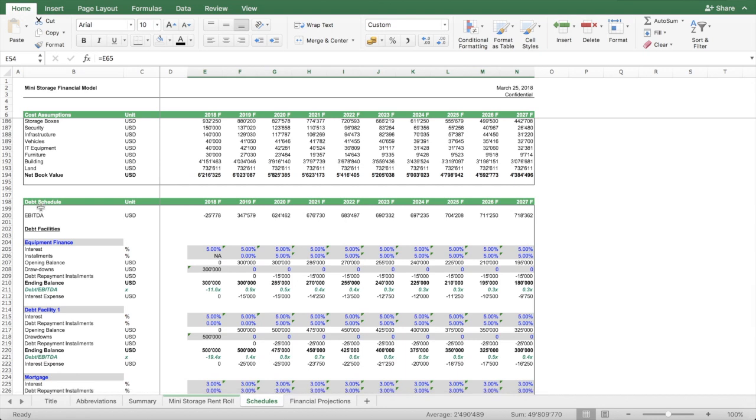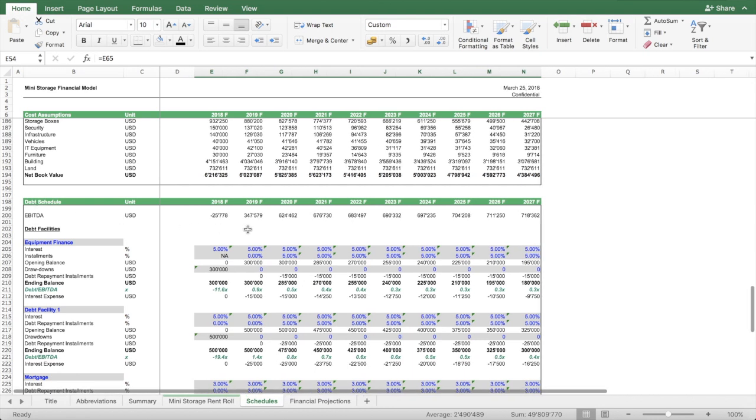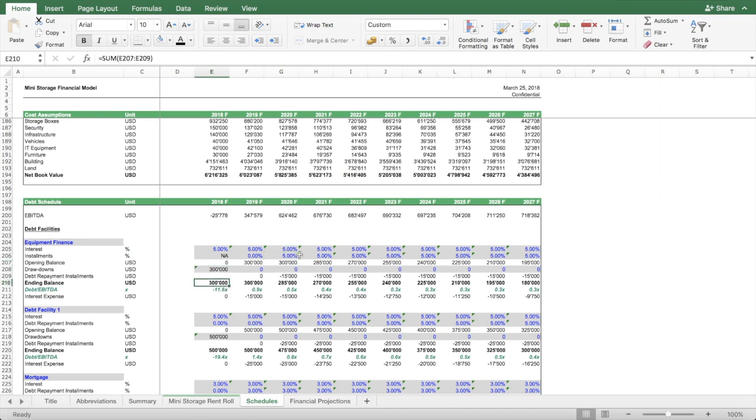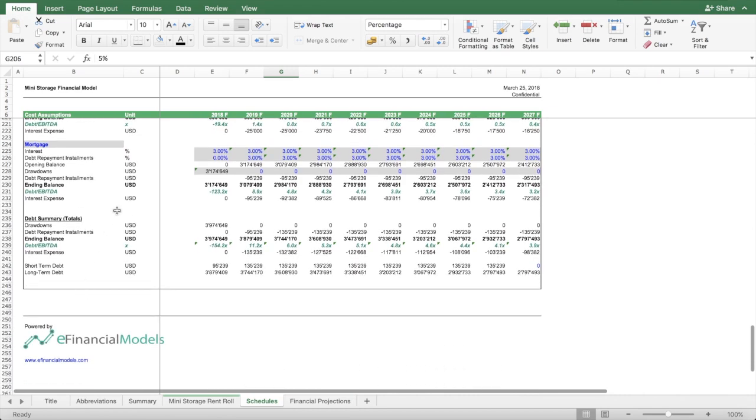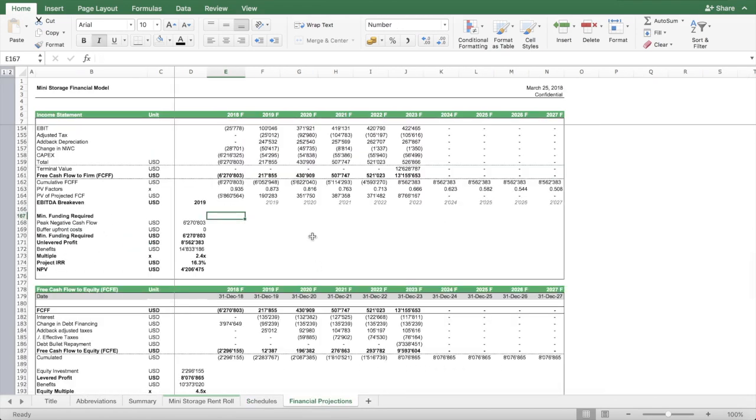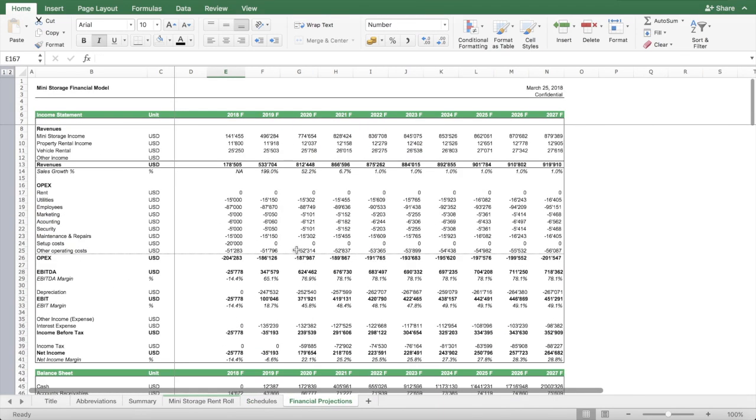And also included is a debt financing schedule where you can input the interest rate and how much the debt facility is, here we go to 300k. Then you can forecast how much per year you need to repay. So there are 3 layers of debt included in this model. And then the next sheet is the financial projections sheet.